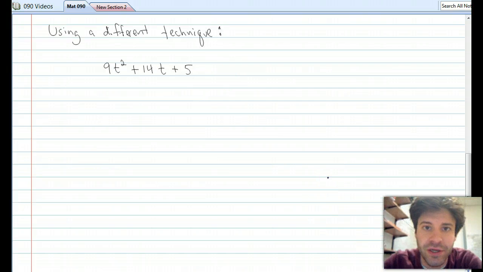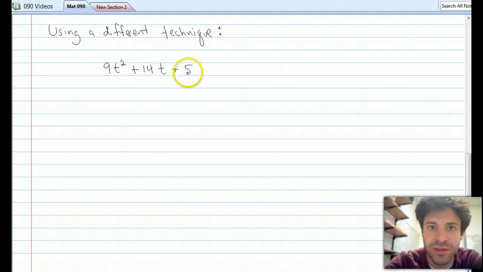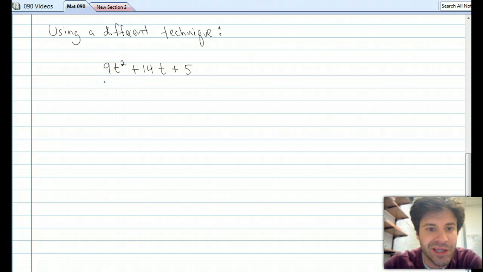Okay, so let's say you come across a problem. You have a trinomial and you can't factor anything out of all three terms. And you're sitting there looking at it and you think, man, I don't want to guess and check. I think there are just too many options and it would take too long. Here's another technique that you can use to factor these trinomials.